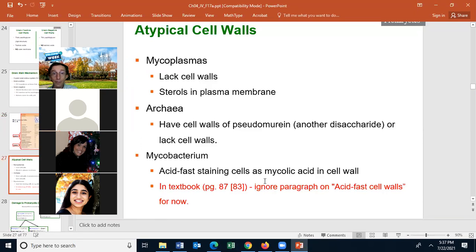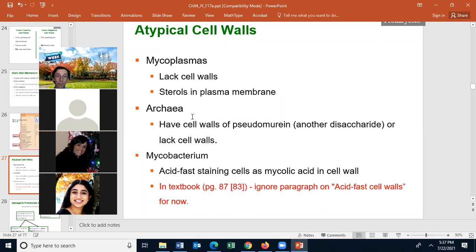All right, so we've talked about cell walls in bacteria. Let me talk about some prokaryotic cells which have atypical cell walls. And I should probably have this one first, because I should talk about it first. The archaea are not bacteria. They belong in a different domain, and they have different cell walls.